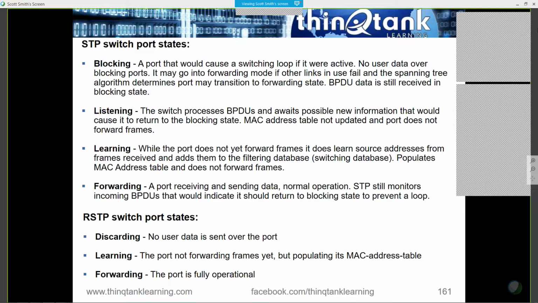It's still the same thing as blocking. Discarding is blocking. So I don't know if it's really a new port state, but nonetheless, it's there.